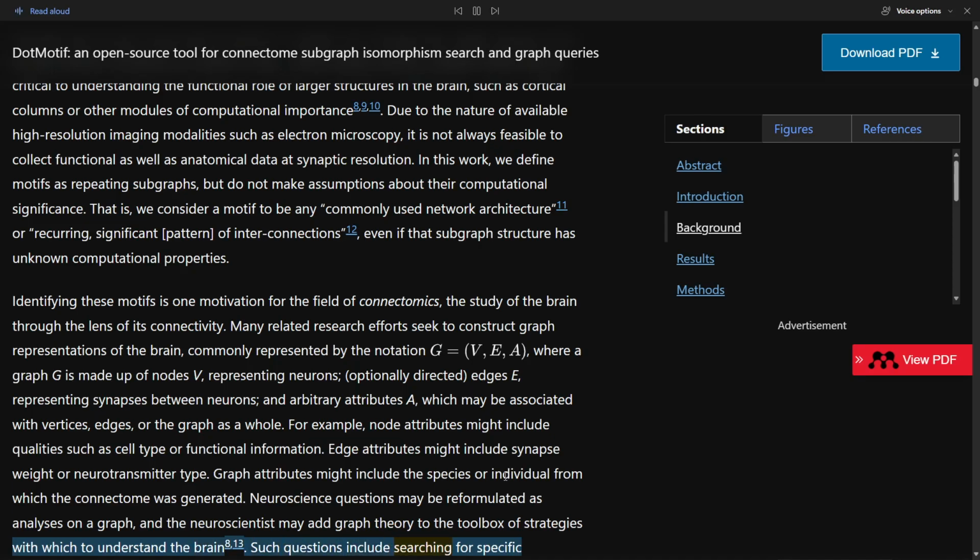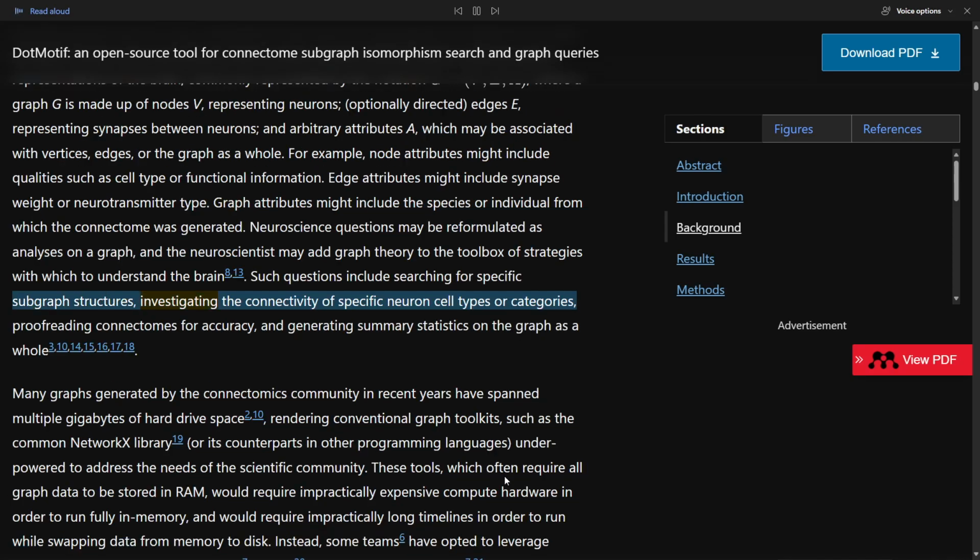Such questions include searching for specific subgraph structures, investigating the connectivity of specific neuron cell types or categories, proofreading connectomes for accuracy, and generating summary statistics on the graph as a whole. 3, 10, 14, 15, 16, 17, 18. Many graphs generated by the connectomics community in recent years have spanned multiple gigabytes of hard drive space to 10, rendering conventional graph toolkits, such as the NetworkX library 19, or its counterparts in other programming languages, underpowered to address the needs of the scientific community.